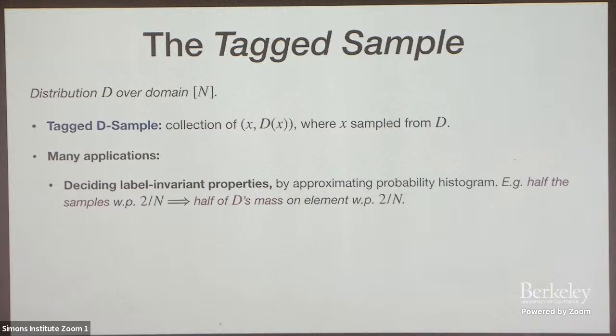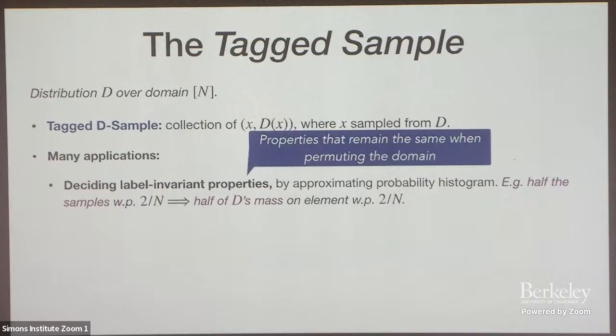One application that we explored is we can use it to decide label invariant distribution properties. Now, as Guy mentioned, these are the properties that remain the same when we permute the domain. For example, again, having entropy k remains the same if we permute the domain. Now, how can a tagged sample help us decide this type of property?